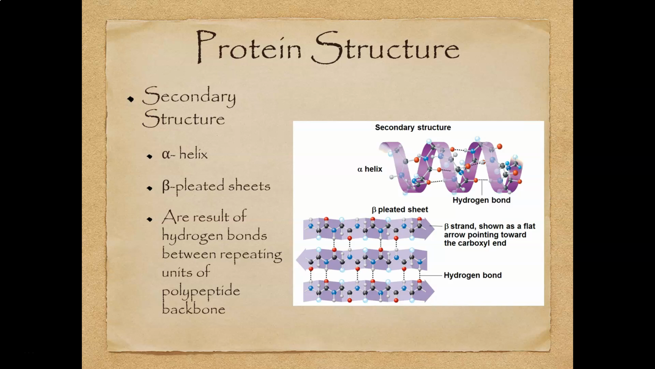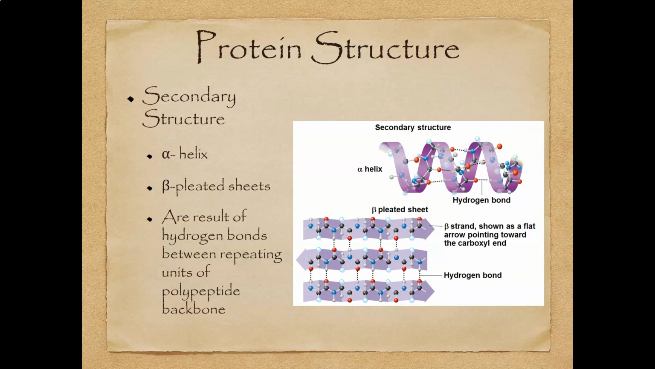These are all a result of hydrogen bonds that are happening between those repeated units in your polypeptide chain. So this isn't necessarily between R groups, but more about how they cross-link between other components of that. And you can have multiple alpha helices, you can have multiple beta pleated sheets in a particular protein. You may have some mixture of the two. So it really can be a diverse set of secondary structures.